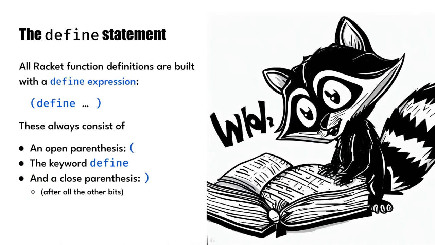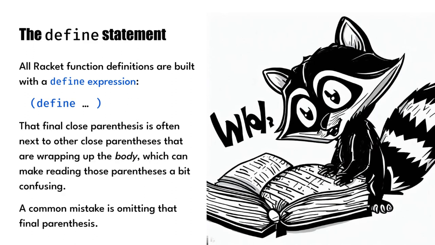All Racket function definitions are built with the define expression. These always consist of an open parenthesis, the keyword define, and, after the other parts are filled in, a close parenthesis which matches the open parenthesis that we started with. The final close parenthesis is often next to other closing parentheses that are wrapping up the body. This can make reading those parentheses a bit confusing. A common mistake is omitting that final parenthesis.